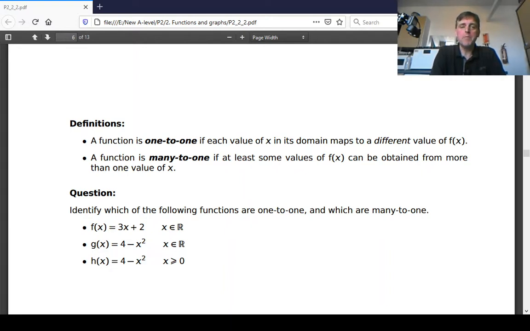Okay, your turn now. Can you pause the video and answer the question on the screen, but I'm just going to give you a word of warning for the last function there. Notice that the domain has been restricted, so we're not having all real numbers in that function h at the bottom there.